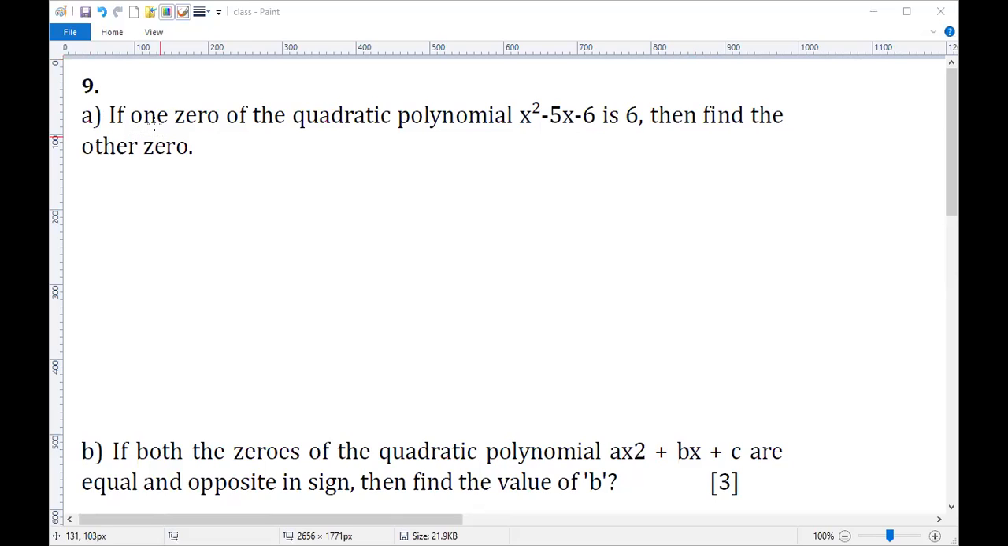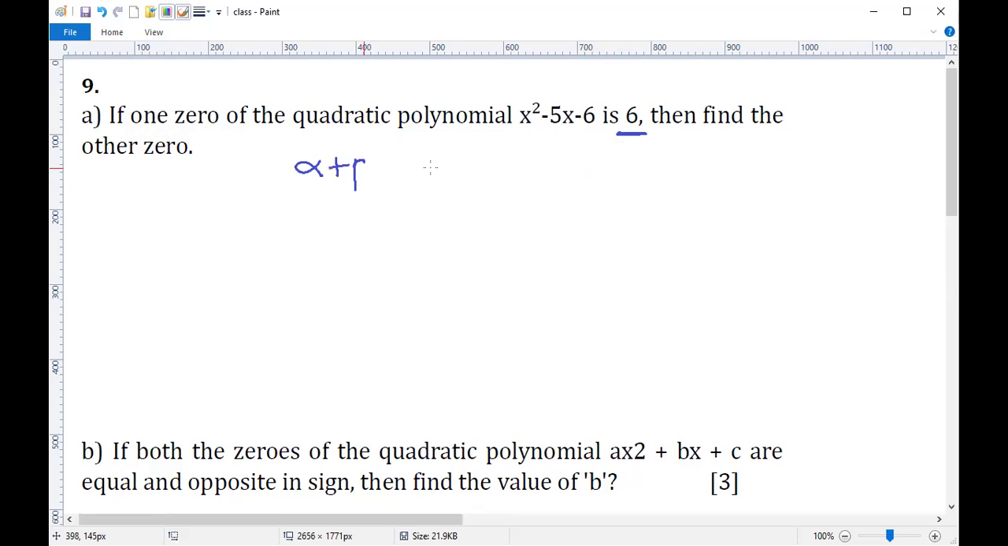Question number 9. If one zero of the quadratic polynomial is 6, one of the zeros is given as 6. You have to find the other zero. How can you find this? One of the zeros is given. So using that, either using alpha plus beta or using alpha into beta, you can easily find it out.